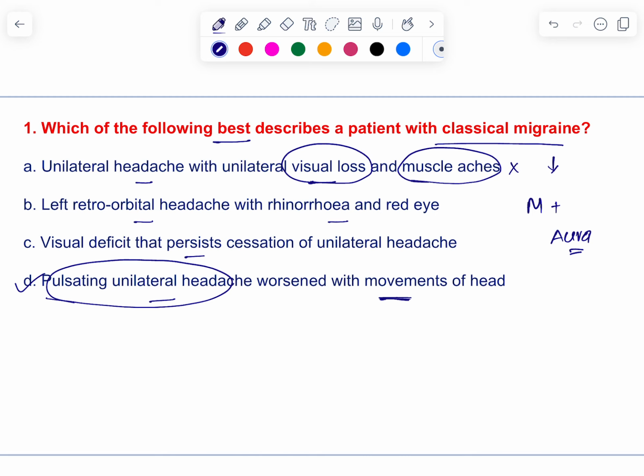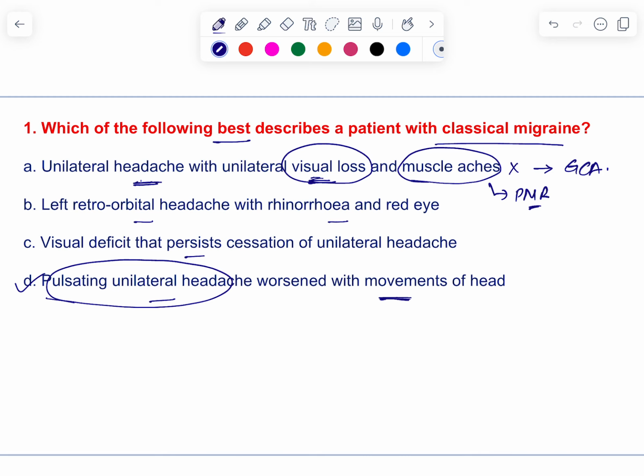This will not be the feature of the classical migraine. You will have the aura, in the form of the visual aura, which is very common, but complete visual loss is unusual in case of the classical migraine. So the first option is very much suggestive of giant cell arteritis. In giant cell arteritis, because of the involvement of the ophthalmic artery, there will be visual loss, and because of the involvement of the temporal artery, they will have headache and they will also have muscle ache, and that is because of polymyalgia rheumatica.